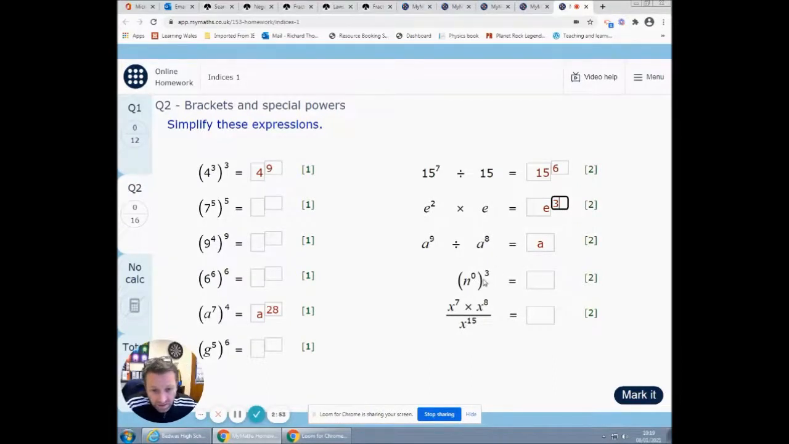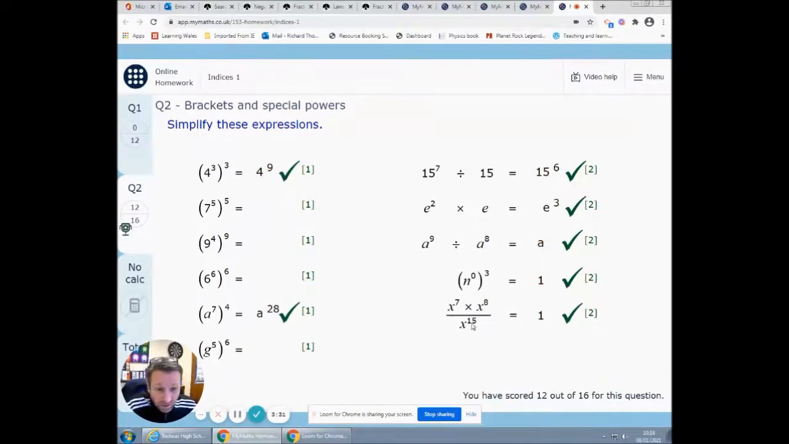Here, we spoke yesterday that anything to the power of 0 is 1. So this n to the 0 in the brackets has a numerical value of 1, and 1 cubed is 1 times 1 times 1, which is just 1. And for a combination, do the numerator first and then do the division. So x to the 7 times x to the 8, add the powers, that's x to the 15. So I've got x to the 15 divided by x to the 15. So I've got one thing divided by itself, so the answer to that would be 1. Okay? And I know I obviously didn't do all the ones on the left, but they are all correct. So that's indices task 1.